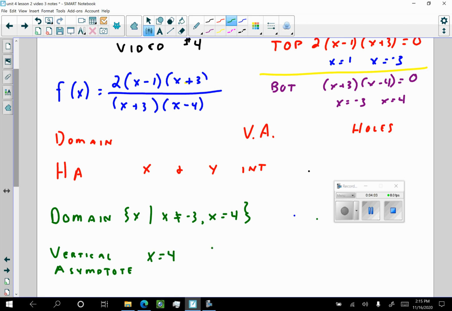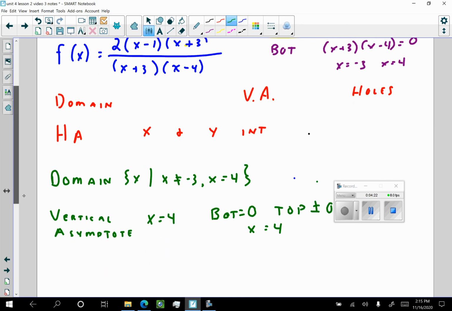Why? Bottom is 0, and the top does not equal 0 at x equals 4. That's your reason. The bottom does equal 0, and the top does not equal 0 at x equals 4. So there's going to be some big explosion in this graph at x equals 4.